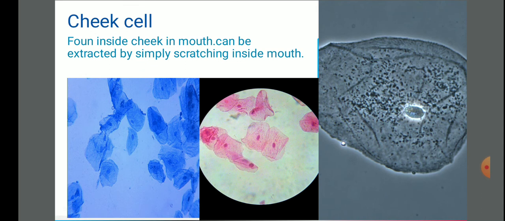The cheek cell is very easy to get. You just have to scratch the inside of your mouth, place it on a slide and stain it. You can add glycerin. It's not really necessary, but if you use it you'll get a better result. To get a good sample it must be a little bit dilute. On the right hand side it's a phase contrast microscope getting better focus on a single cheek cell, and that is also another type of cell.